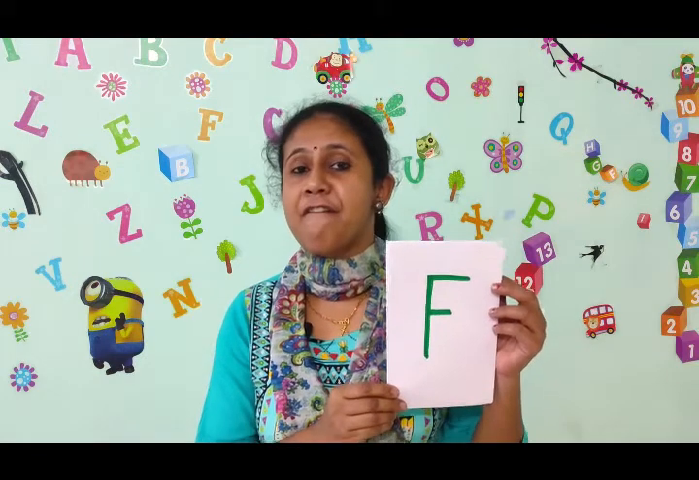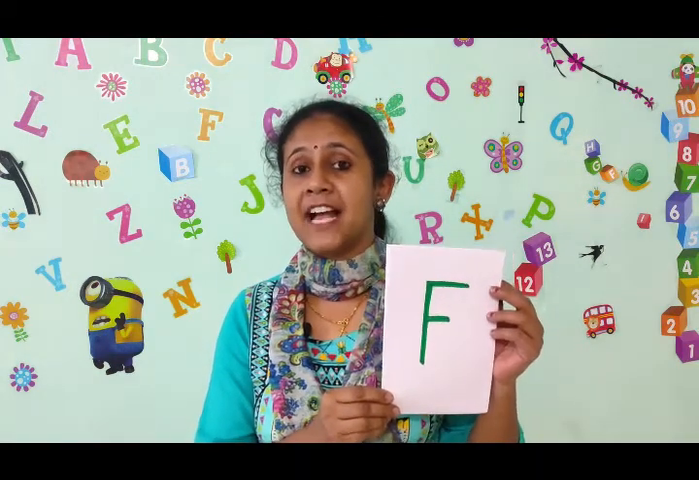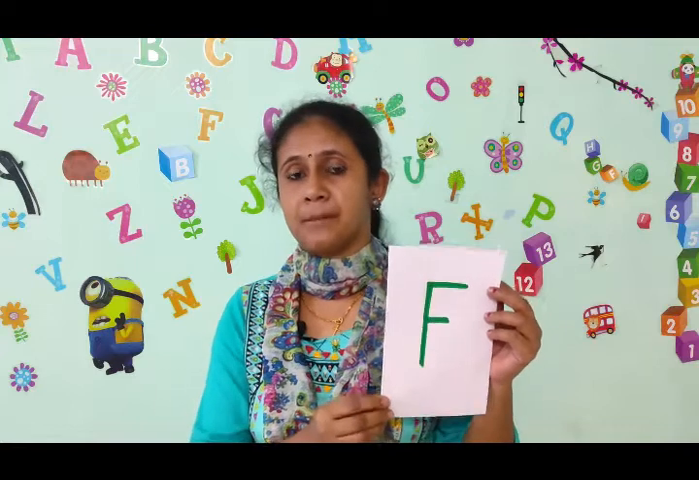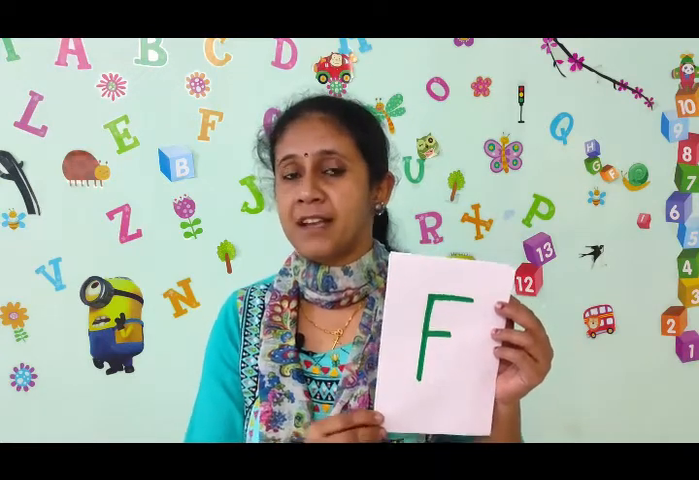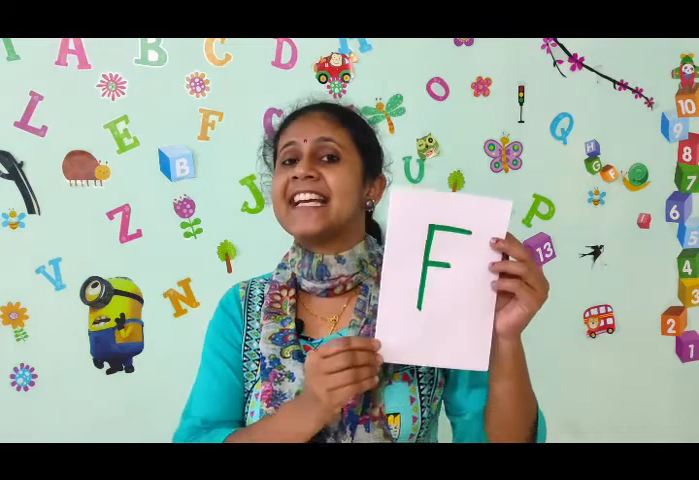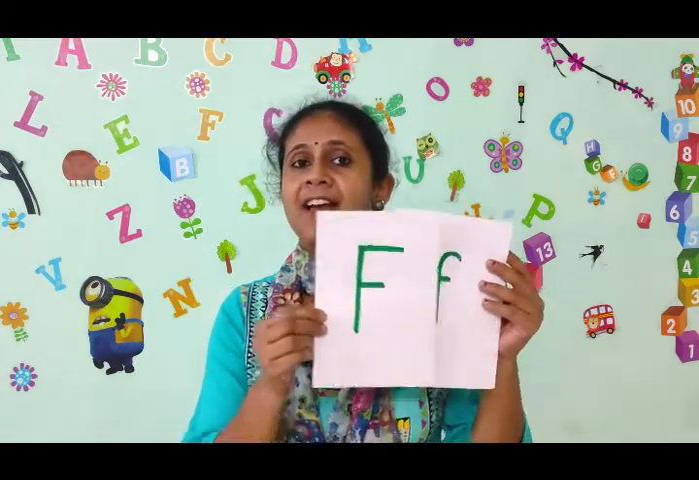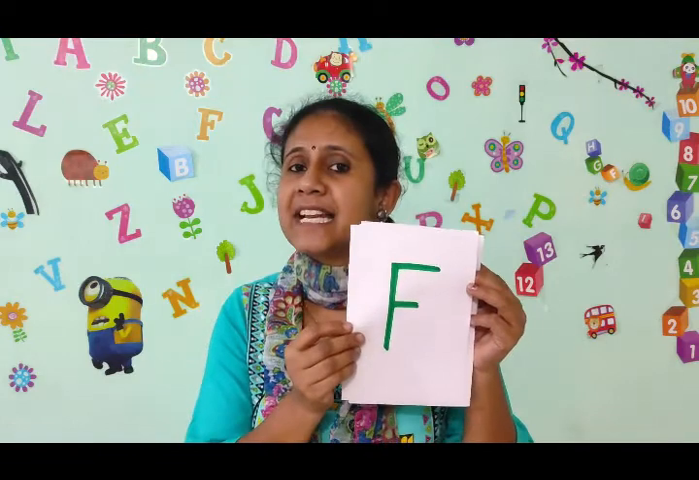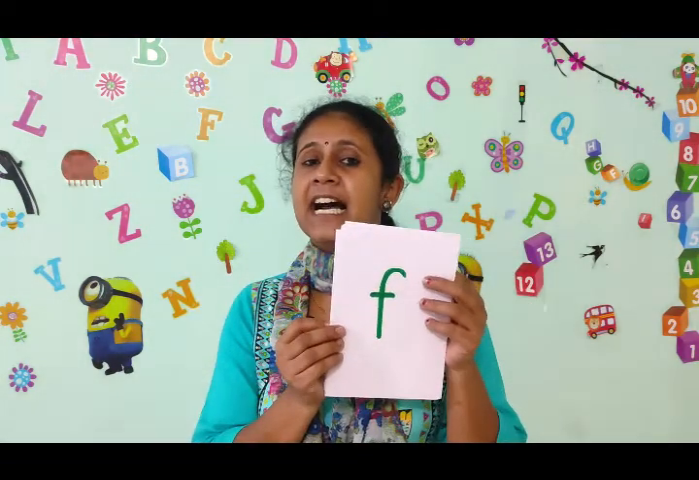Okay, children? Who will tell me which letter comes after letter E? Yes. It's letter F. Repeat. F is the sound of letter F. One more time. Okay, this is capital letter F. And this is small letter F. Capital letter F, small letter F.